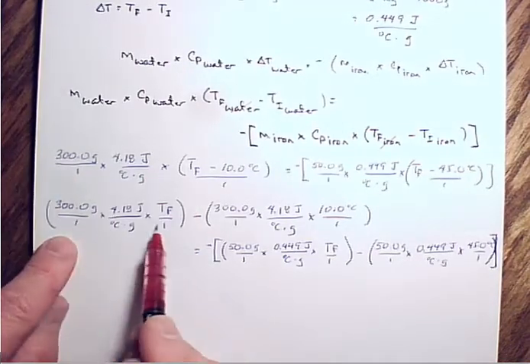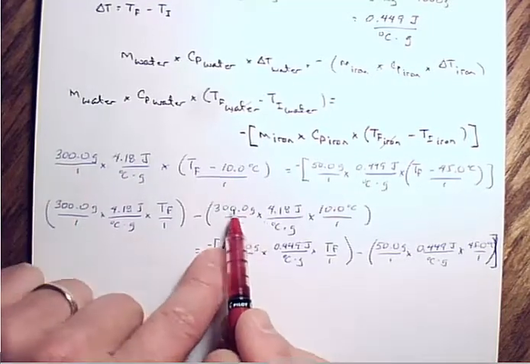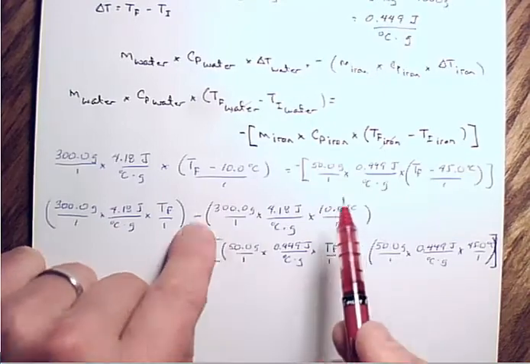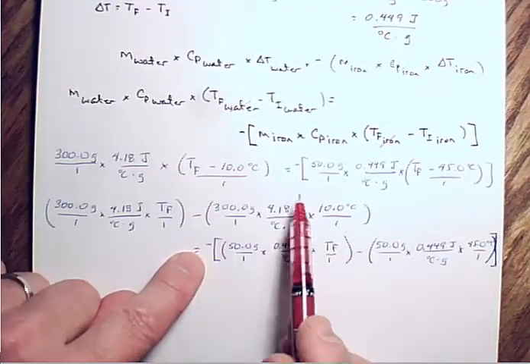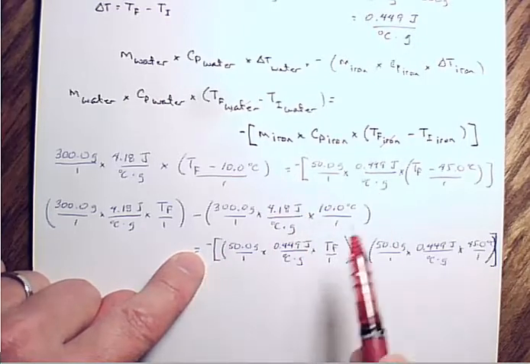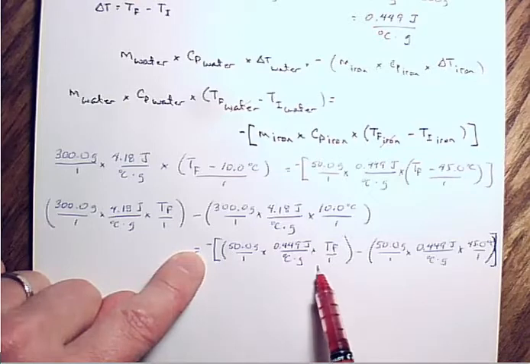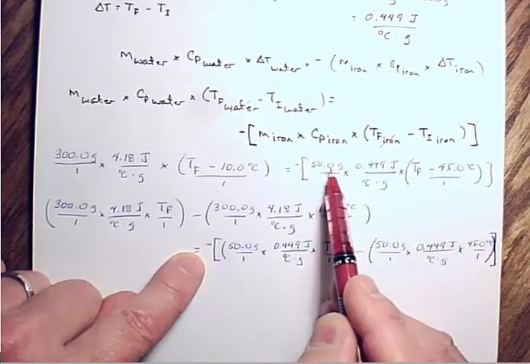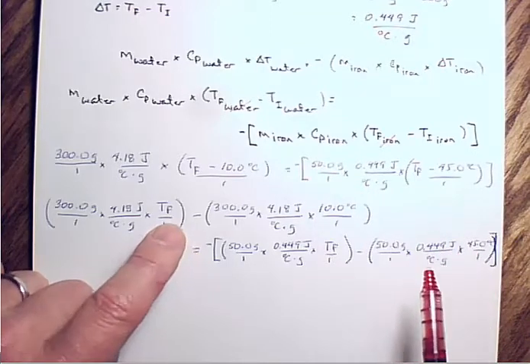So this times this times this is this part right here. This times this times this is this part right here. And we subtracted. Then I isolated this whole thing over here, putting negative outside, okay, in both places. This times this times this is this part. The minus here is what I have here. This times this times this is what I have here.